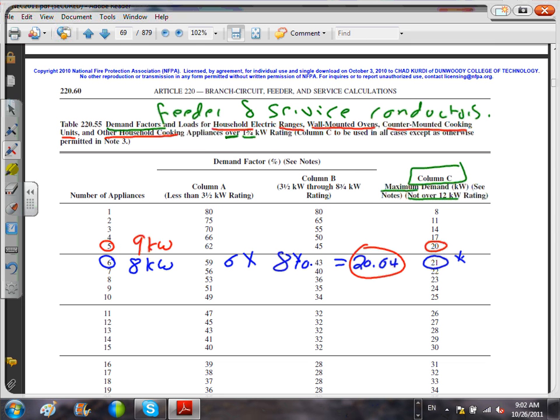Any question about this, guys? Everybody see the default is C unless it applies to A or B. Let's take another example. Take this one here. Let's take green this time. I have 10 of them.